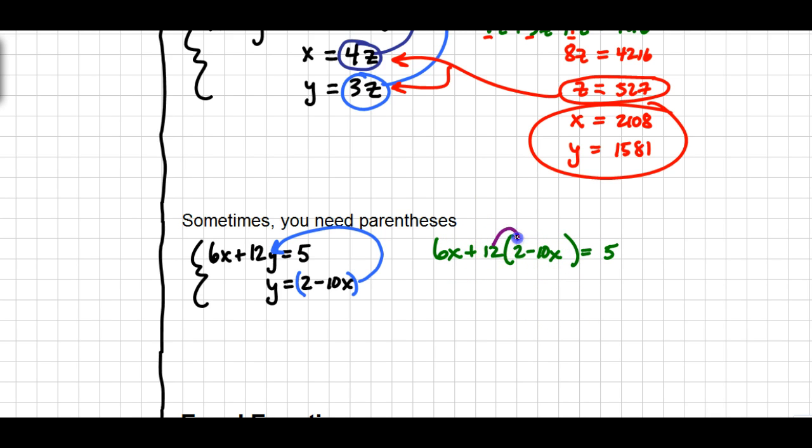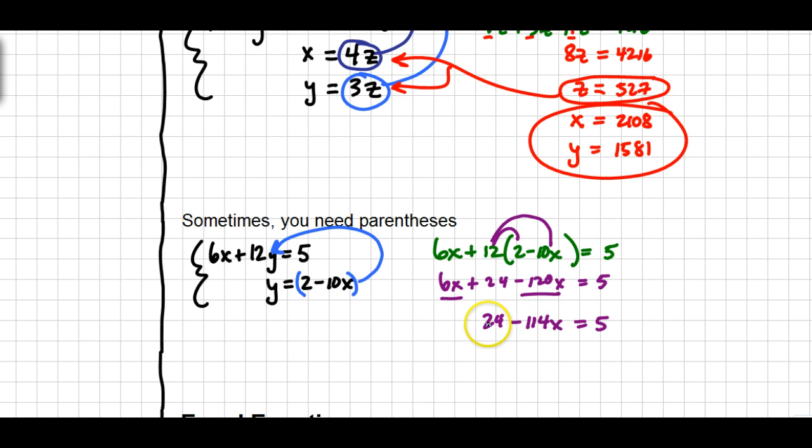Before I can do that, I need to go ahead and do the distributive property. So I'm going to go ahead and distribute the 12 to all of the pieces on the inside. That will get rid of the parentheses. So now I've got 6x plus 24 minus 120x, and the parentheses are now gone. I do have some like terms here that can be combined. 6x minus 120x is going to be negative 114x. And now the x is going to stay put.